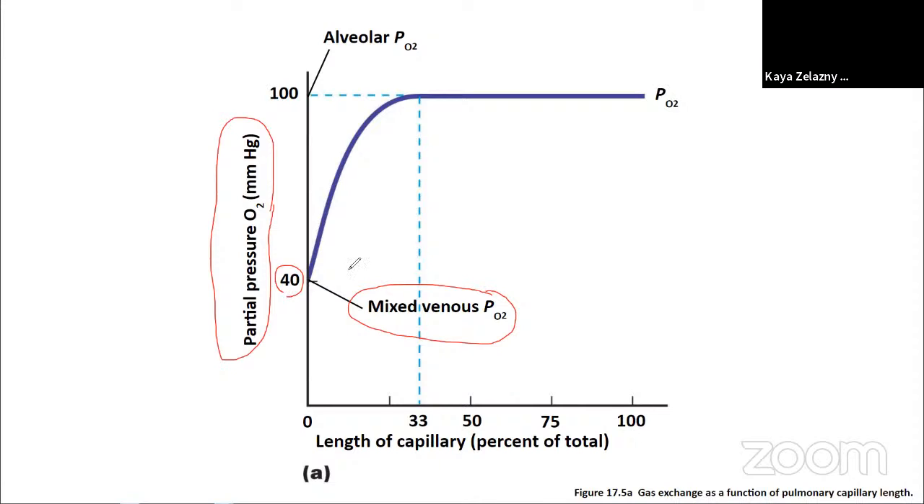And actually, by the time we get a third of the length down the capillary that's lining the alveoli, we're already at our partial pressure of oxygen for oxygenated blood. All right, so we're already at 100, so we know that that's going to be our partial pressure for arterial blood.